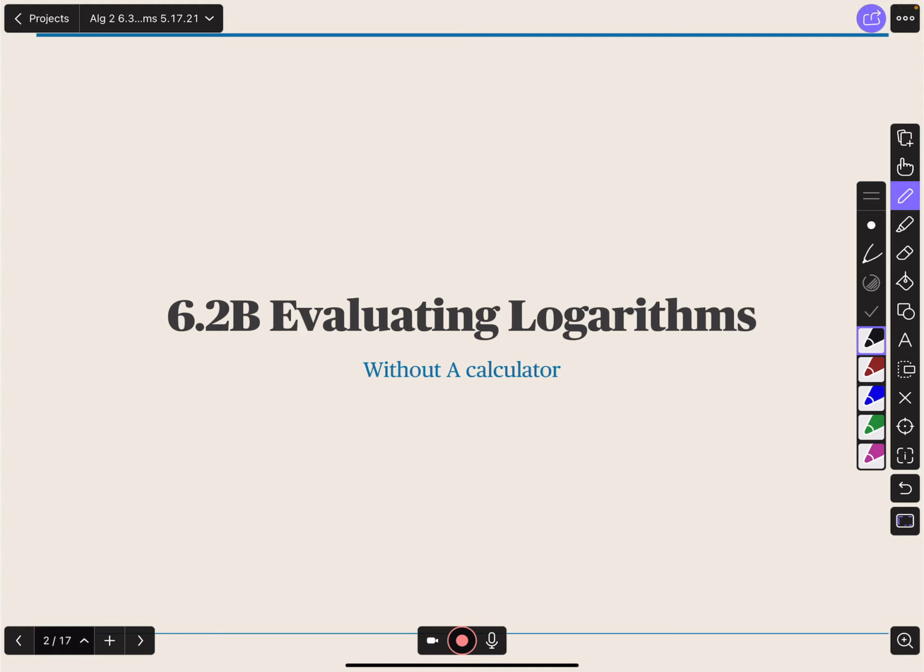Today we're going to continue talking about logarithms. We're going to especially talk about how to evaluate a logarithm. It says without a calculator, but we're also going to cover with a calculator as well. Okay, so we'll cover both those things. So have your calculator ready.